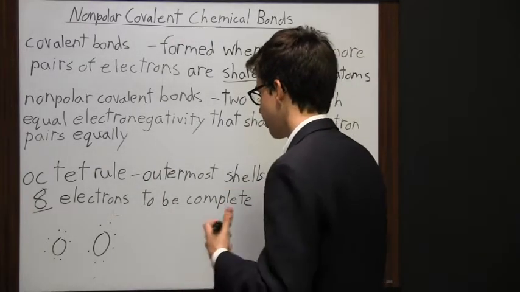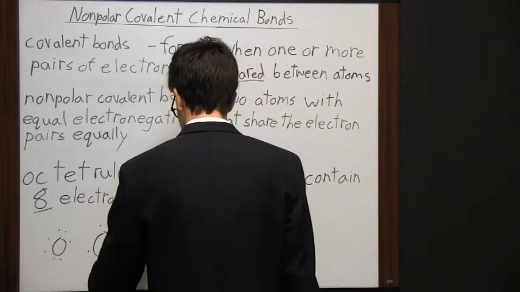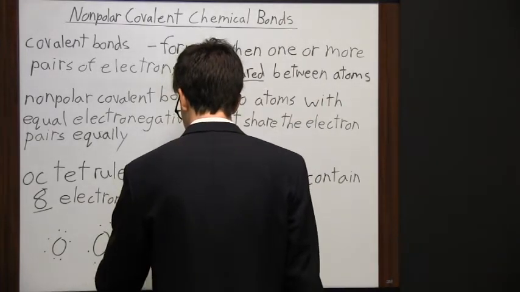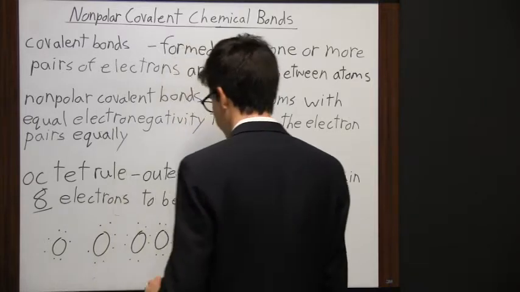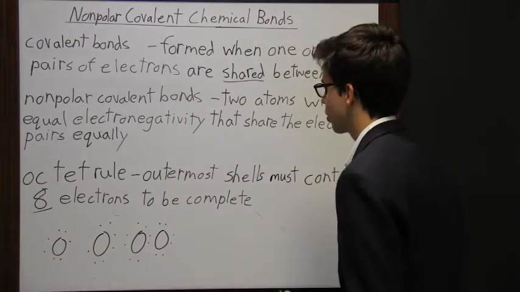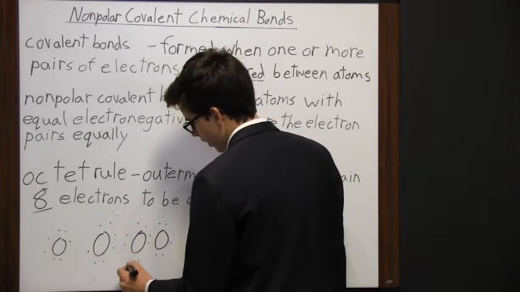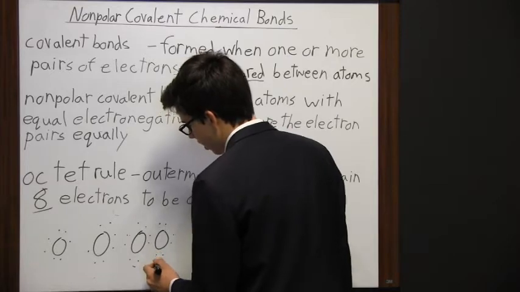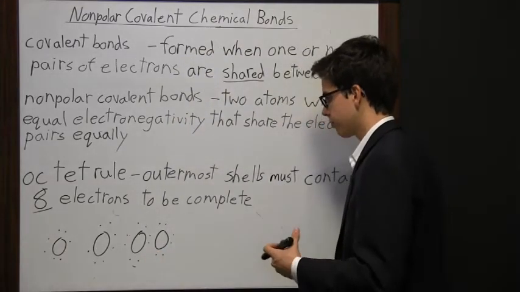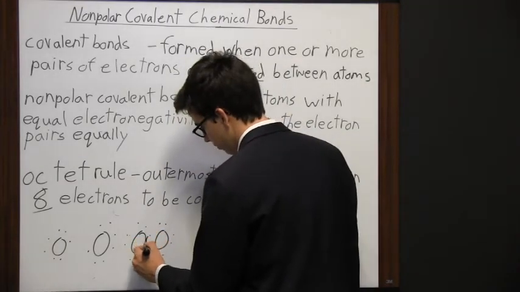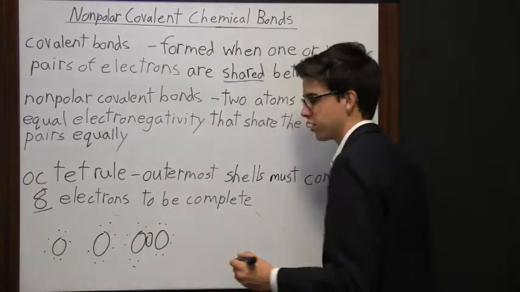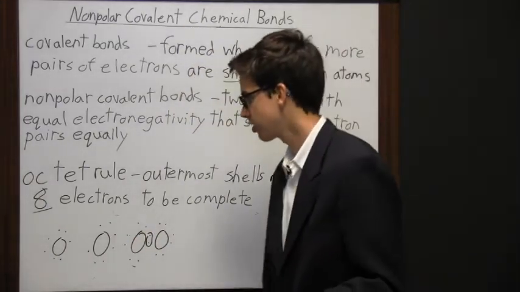So what they can do here is form a covalent bond, meaning that they're sharing electron pairs equally. So all these electrons around the outside are their own electrons, but this electron pair right here in the middle is being shared equally between the 2 oxygens to become diatomic oxygen.